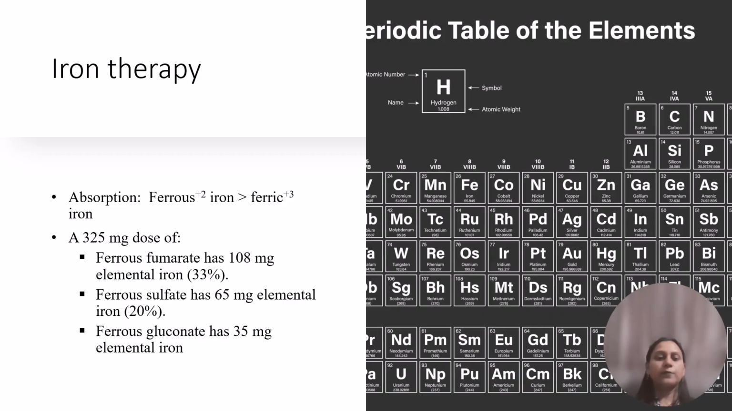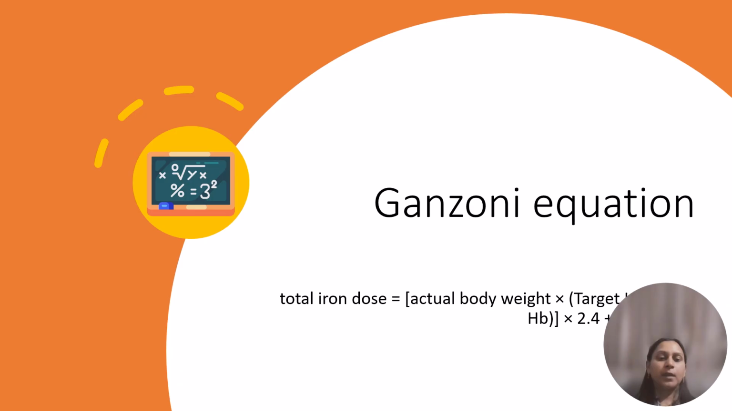Iron therapy: ferrous iron is more easily absorbed compared to ferric iron. So how do we calculate the total iron dose? We use the Ganzoni equation, that is actual body weight into target hemoglobin minus the actual hemoglobin into 2.4 plus 500 for the iron stores.